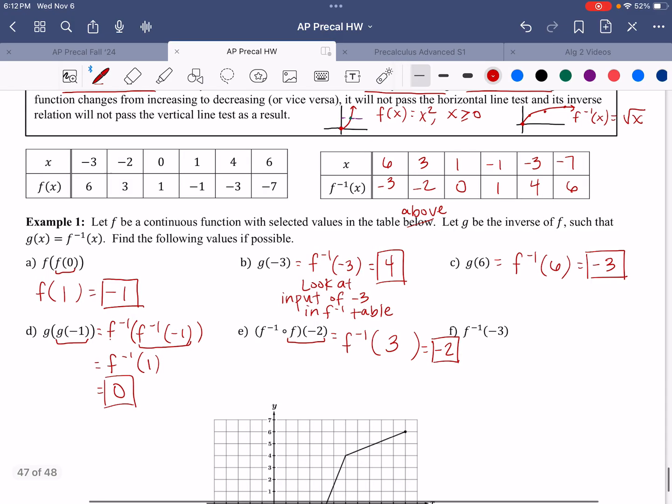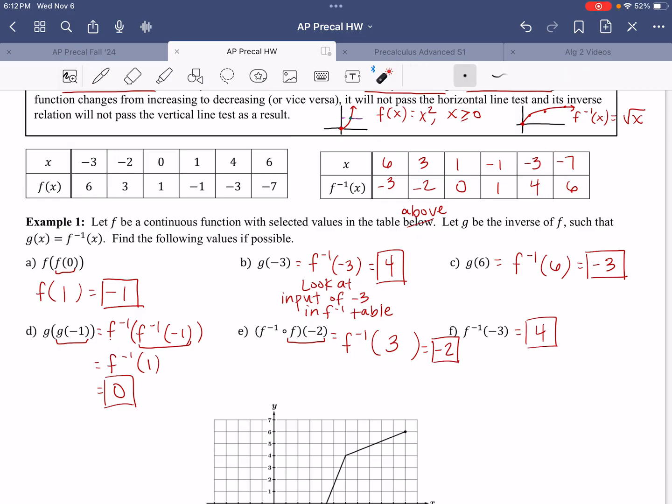And then last one, pretty simple, just says the inverse of f of x when x is -3, or the inverse of -3 here. So check your table. We're able to find that. It is 4. Okay, so very similar to what you did on your 2.7 compositions. If you make an inverse table first, then they can be really straightforward, just like that.